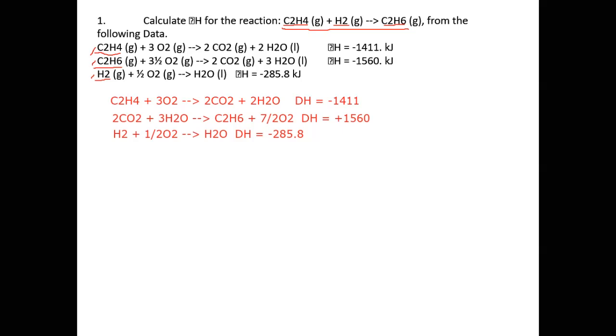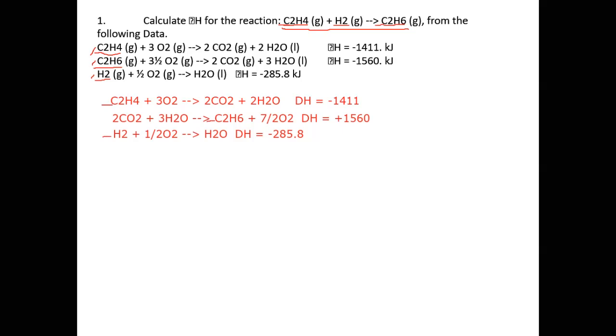So now that we've got all the reactants and products on the correct sides of the equation, we need to look at the coefficients. So here C2H4 has a coefficient of 1. In the equation given to us, C2H4 has a coefficient of 1. H2 has a coefficient of 1. In the equation we want, H2 has a coefficient of 1. C2H6 has a coefficient of 1. In the equation we want, C2H6 has a coefficient of 1. So we don't have to do anything with the coefficients.